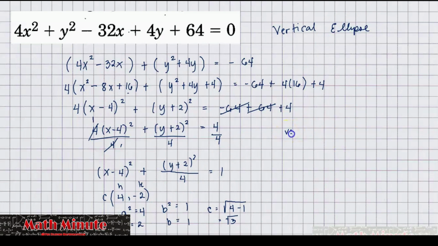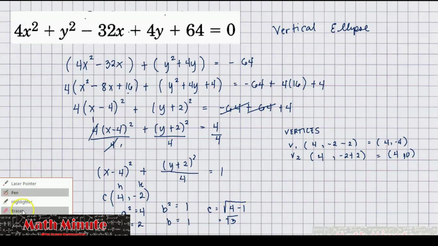So first, we need to identify the vertices. So V sub 1 here, since this is vertical, we just copy the value of h, then the value of k minus the value of a. So this would be 4, negative 4. For V sub 2, copy h, then add a on k. So this would be 4, 0. Let me correct it first. There you go.